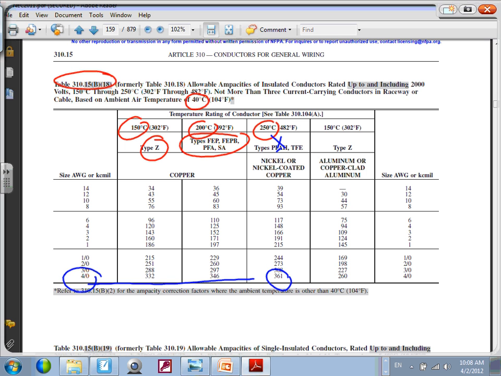Chris, can you tell me from 310.16, how much 4-aught can give you under 75? 230. So 4-aught can give you 230 amps. How much can 4-aught give you if the insulation is rated higher? Let's just say it's TFE insulation. If it's a TFE insulation, can you guys see the difference? 361.